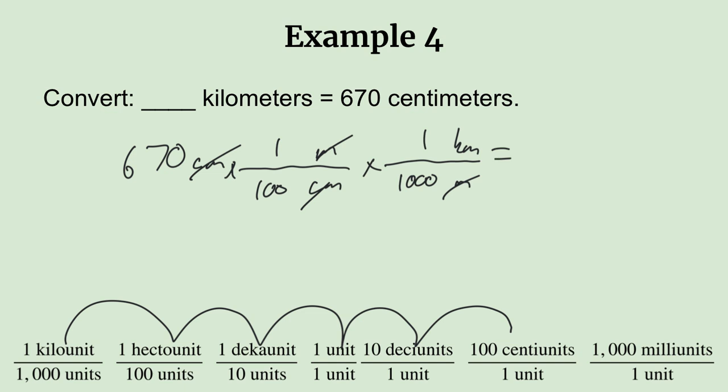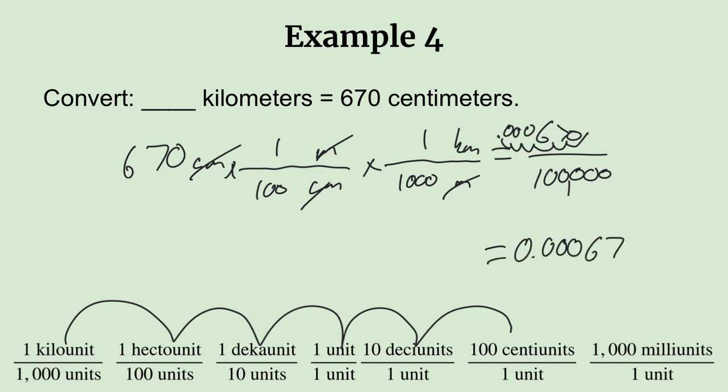So we get 670 over 100,000. So that means we move it 6 times. 1, 2, 3, 4, 5, 6. So we get 0.00067 kilometers.